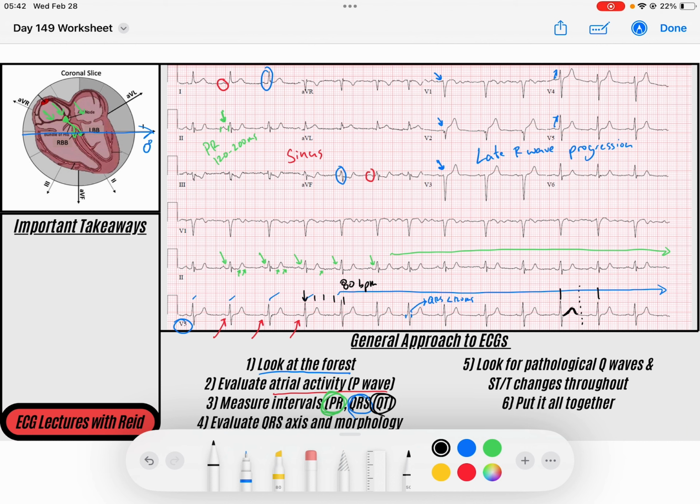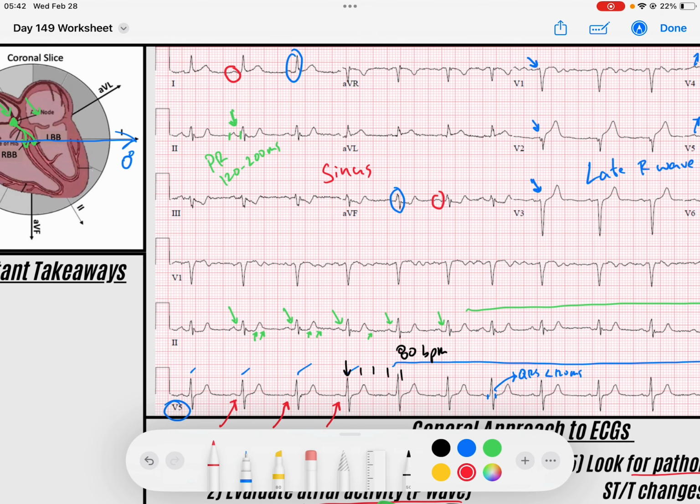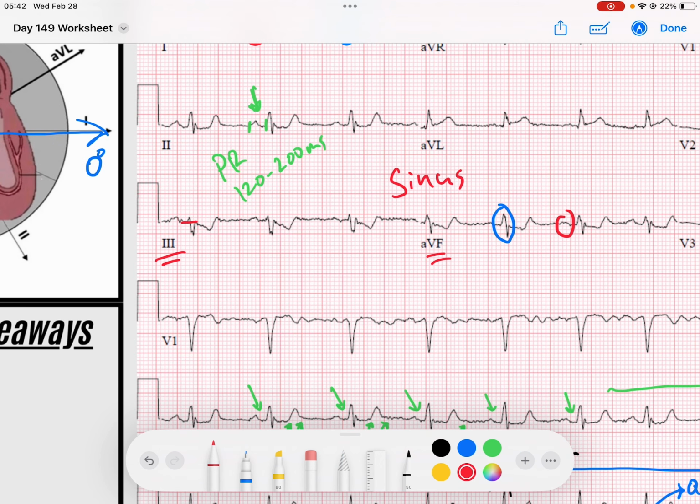No problems. So the last thing for me to do is to look for any pathological Q waves or ST or T wave changes that might make me think of either previous or active myocardial ischemia or infarction. So the first thing I do is I notice that in the inferior leads, it's kind of the first place that my eyes go, right here in especially leads 3 and AVF, I do notice that there seems to be some ST depression, right? Here's my baseline, some depression, right?